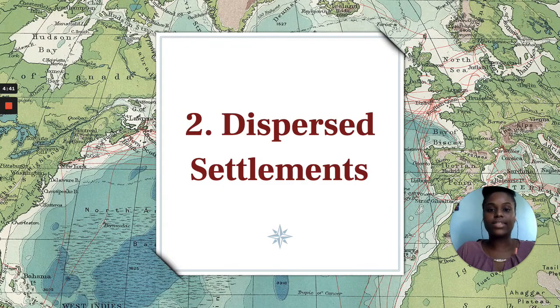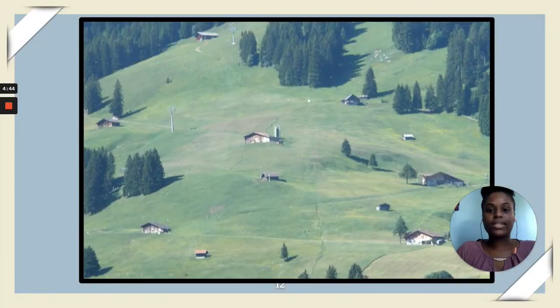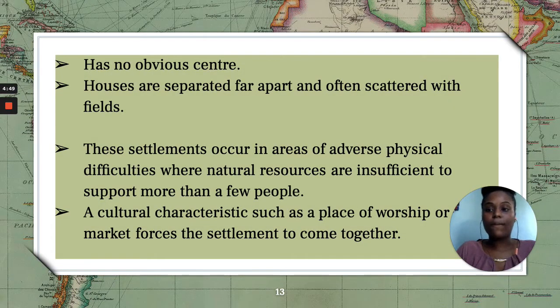The second is a dispersed settlement, and this is a real life example of one as well. Now, opposite from the nucleated settlement, the dispersed settlement has no obvious center. The houses are separated far apart and often scattered with fields. These settlements occur in areas of adverse physical difficulties where natural resources are insufficient to support more than a few people, okay? And a cultural characteristic such as a place of worship or a market or a school or a business forces the settlement to come together, okay?